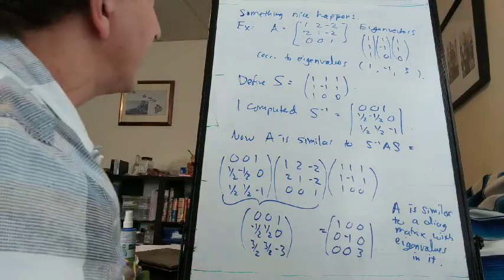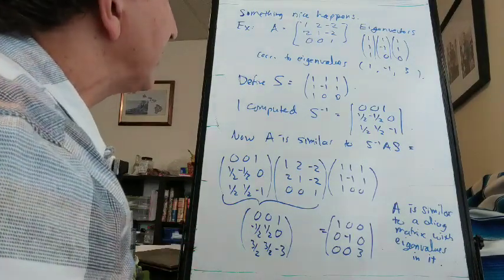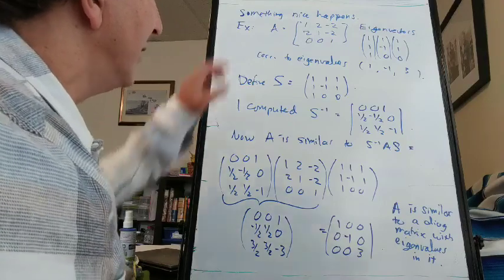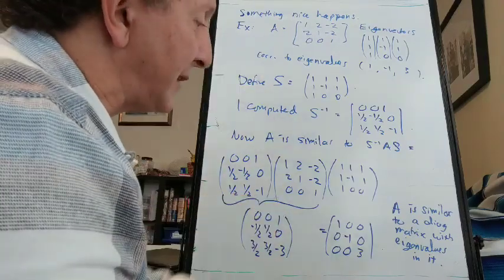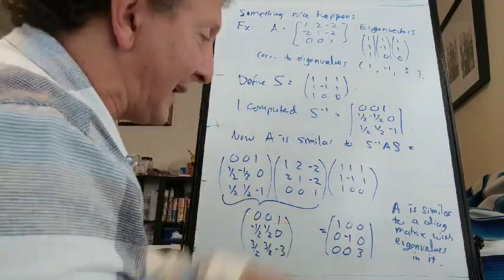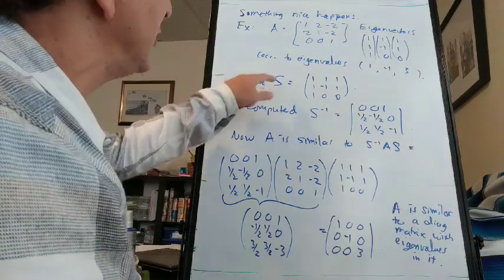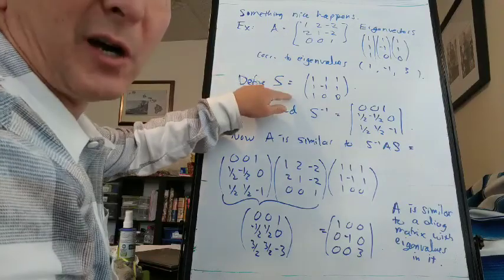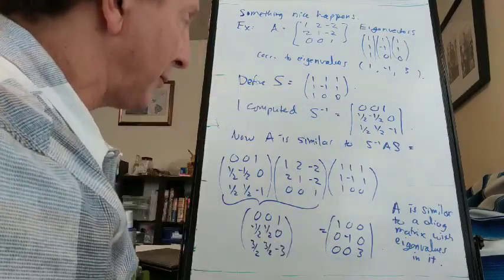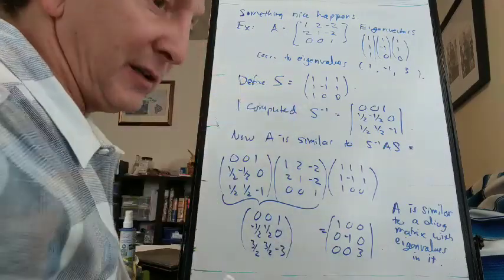So I claimed before that if two matrices are similar, they have the same eigenvalues. So we can see that, but I didn't say before that we would necessarily get a diagonal matrix with eigenvalues. But in fact, if we choose S to be a matrix whose columns are eigenvectors, this is going to happen, as long as those eigenvectors are linearly independent.